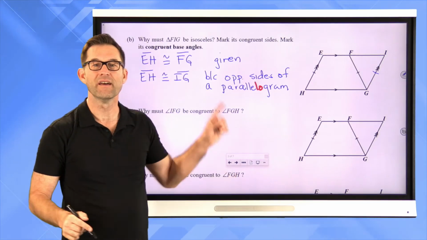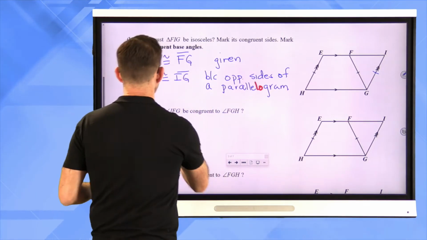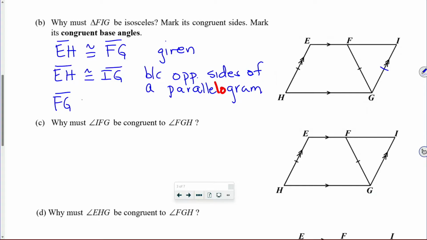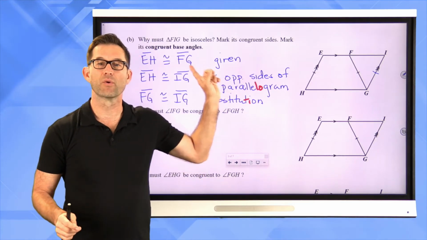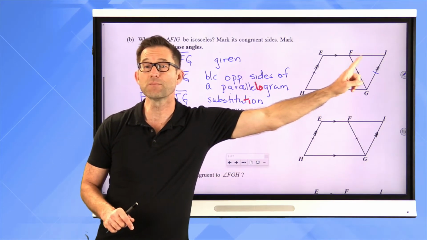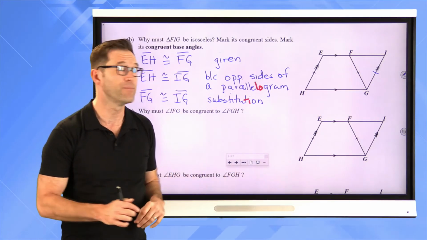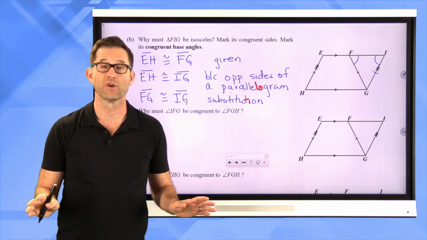Well, now it's easy. If EH is congruent to FG and EH is congruent to IG, then clearly FG must be congruent to IG. And if you want a reason, you could always say substitution, but it's sort of obvious, and it goes to this plain fact: if two segments are congruent to the same segment, then they must be congruent to each other. So right now we know that this particular triangle is isosceles, and therefore its base angles must be congruent to each other. So those two angles are congruent to each other.